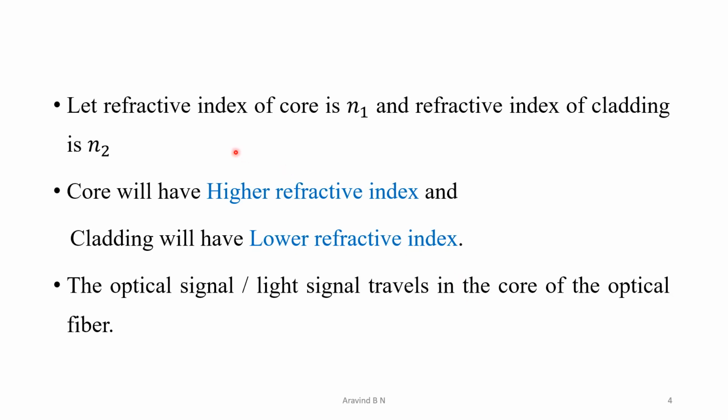A few more to remember. The refractive index of the core is always considered as N1. The refractive index of the cladding is always considered as N2. The core will always have the higher refractive index and the cladding will always have the lower refractive index. The optical signal, also known as the light signal, travels in the core region of the optical fiber.